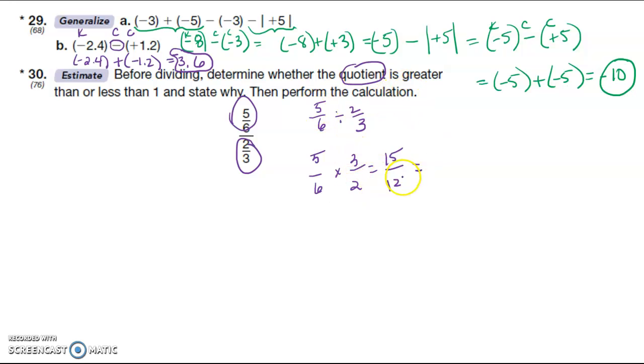And then perform the calculation, which I'm trying to do down here. So 15 divided by 12, which would give me 1 3/12, which is 1 1/4. So please let me know if you have any questions.